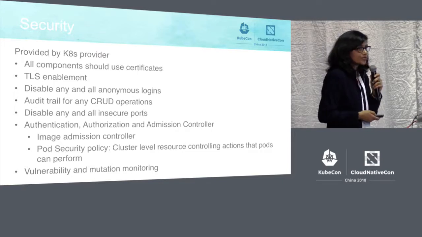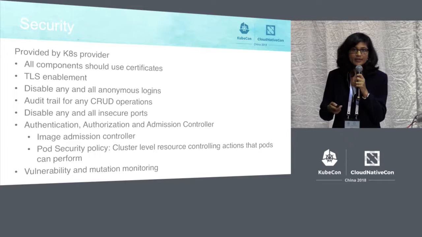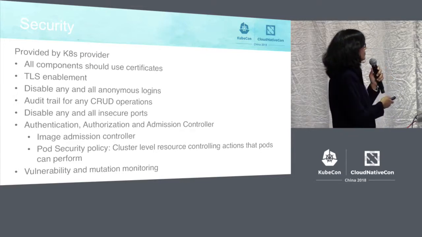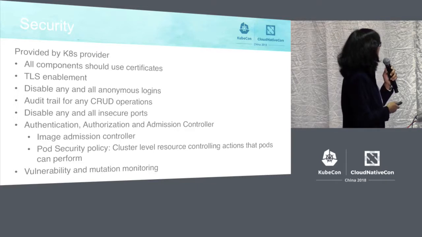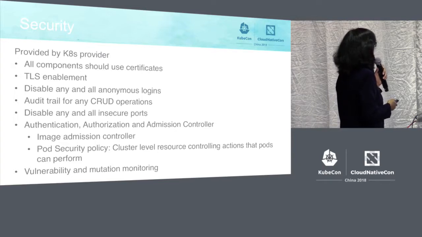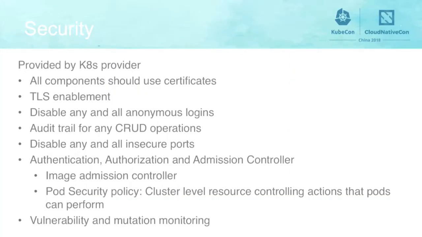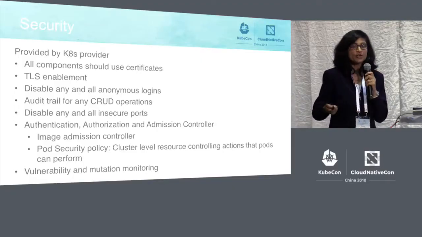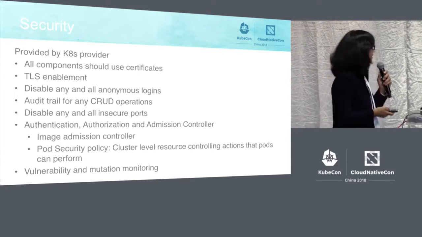An important one, there should be an audit trail for any CRUD operation. If you're starting it up, it's important to do it definitely for create, update, and delete operations, so you have the trail. Disable any and every insecure ports. Authentication, authorization, admission controller. Image admission controller, make sure that images coming into your cloud are trustworthy. The stuff we talked about earlier, where you need the vulnerability advisor or mutation advisor to know if there are any vulnerabilities in your images, or when your images are running as containers, if any mutations are happening.